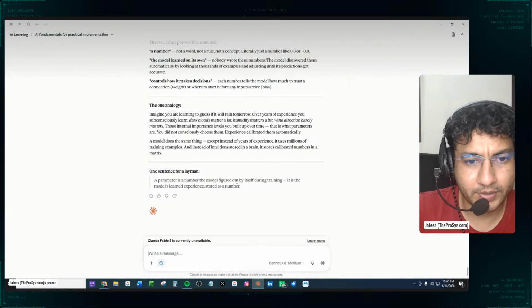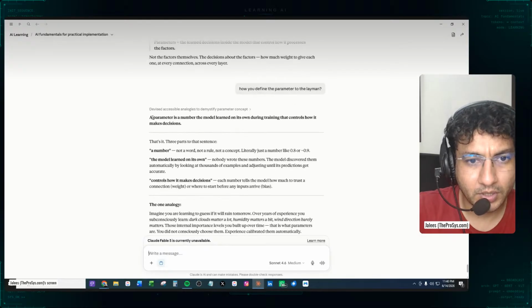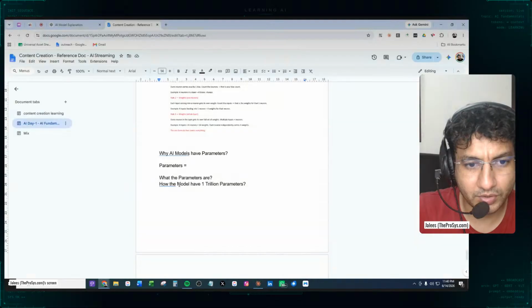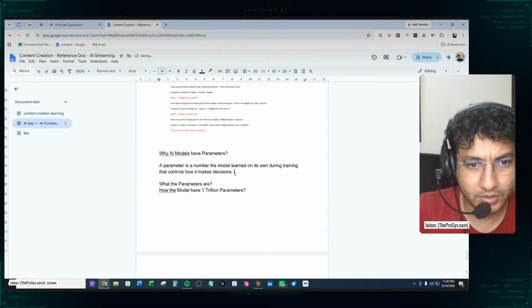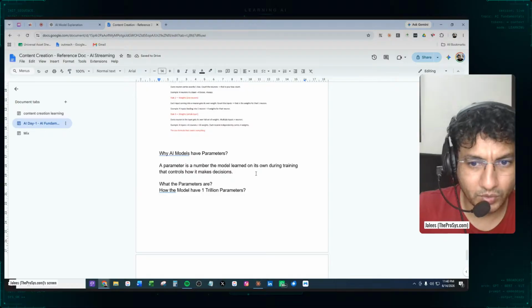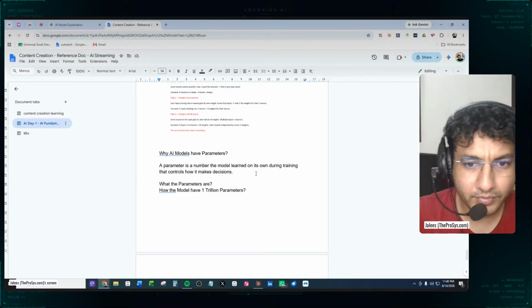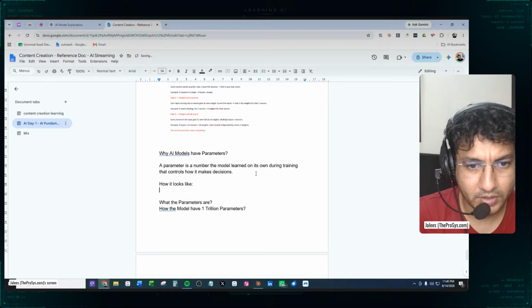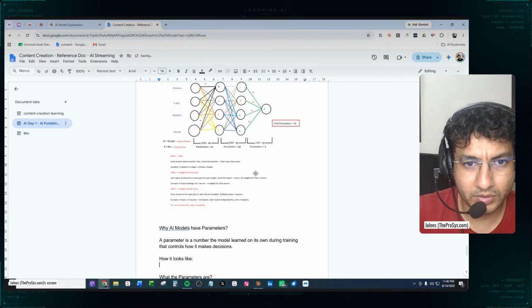Here they explain: a parameter is a number the model learned on its own during the training that controls how it makes decisions. So parameters ये होते हैं। Let's see how it looks like. So it just looks like this one.